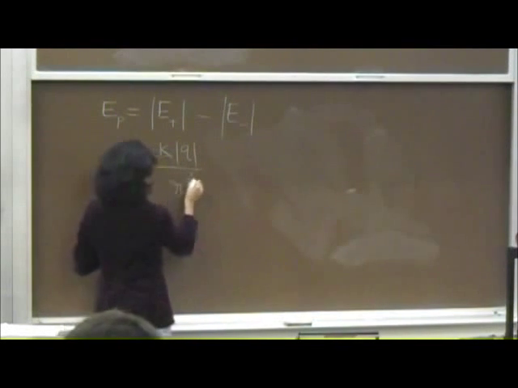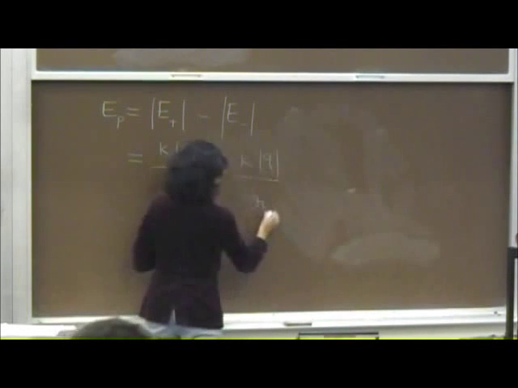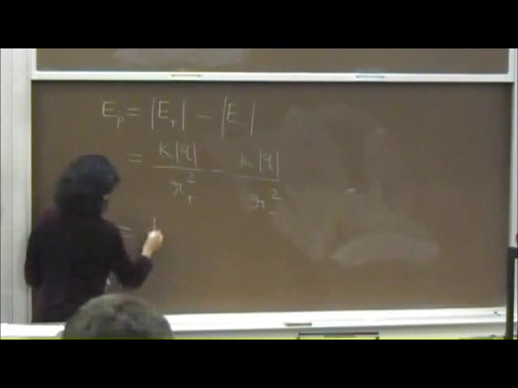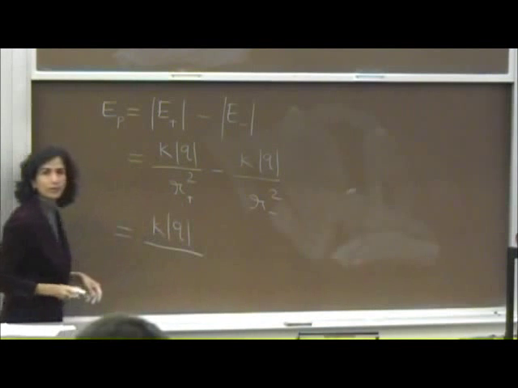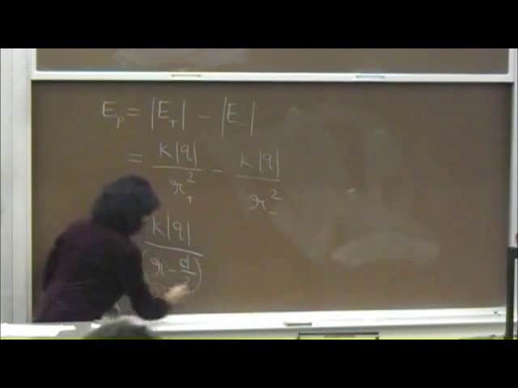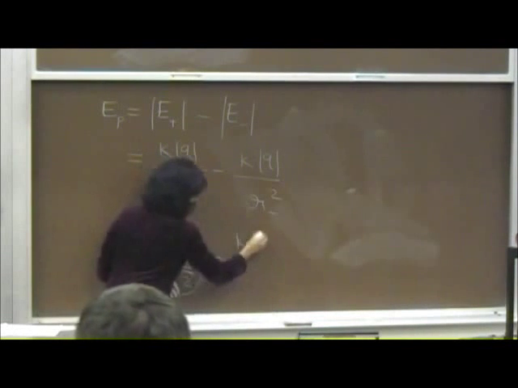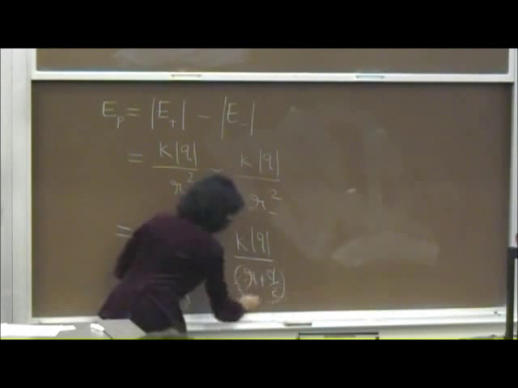So this is R plus square, and this will be K Q divided by R minus square, which can be written as K Q. What is R plus square? We already said this is R minus d over 2 square. This is R plus d over 2 square.